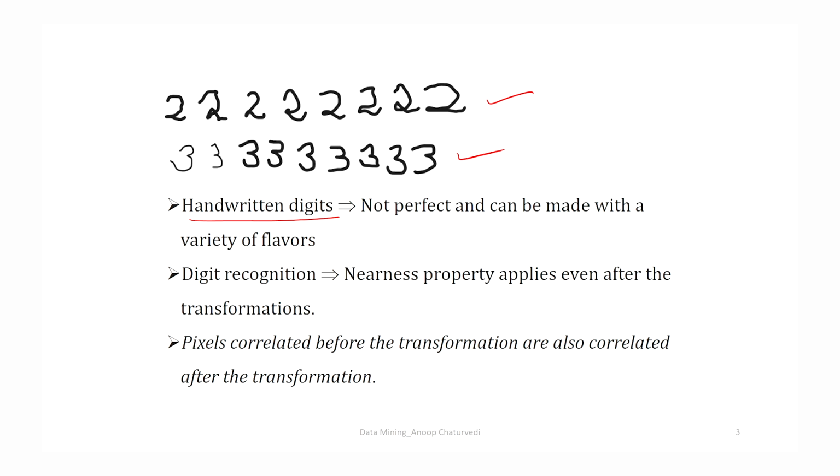So, for recognizing these digits, you can use the nearness property. The nearness property also applies even after the transformations. So, even after you use the transformation, this nearness property applies. That is, pixels which are highly correlated before the transformation are also correlated after the transformation.